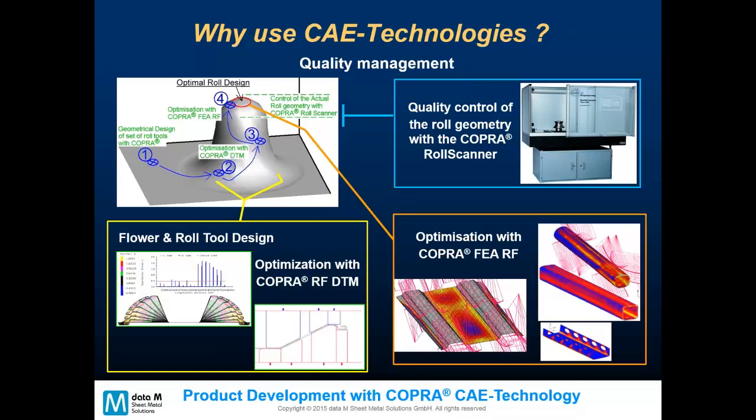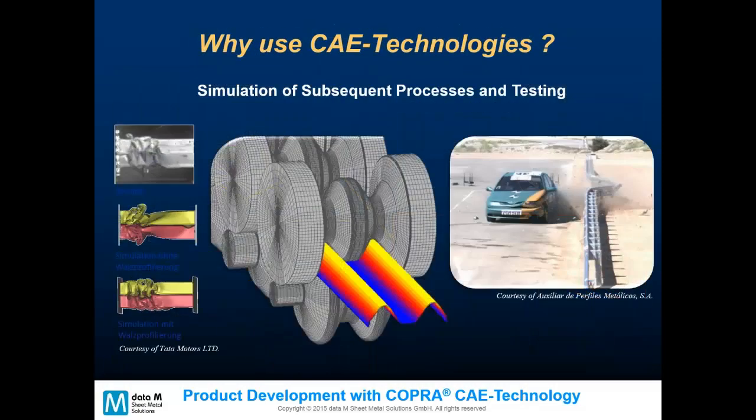So here we're looking after the design side of things, ensuring everything's good using COPRA RF and FEA RF, and then the roll tools. So two of the variables now are the machine, the setup itself, and the material. So we're removing a lot of possibilities for error now. We're going to touch on this one in a little bit more detail later in the presentation. But of course, another valid reason to use CAE technologies is the simulation of subsequent processes and testing, as you've seen here.